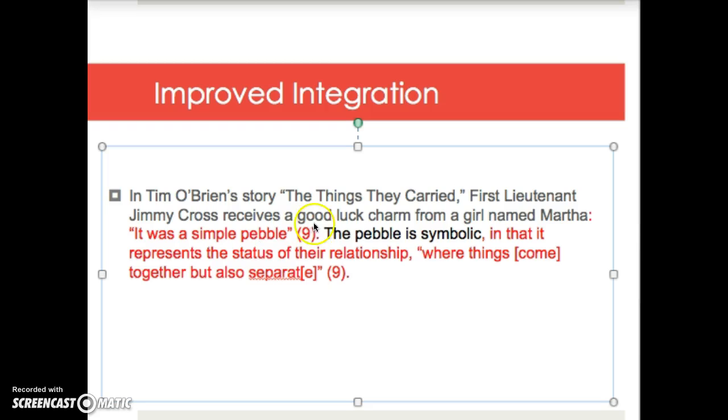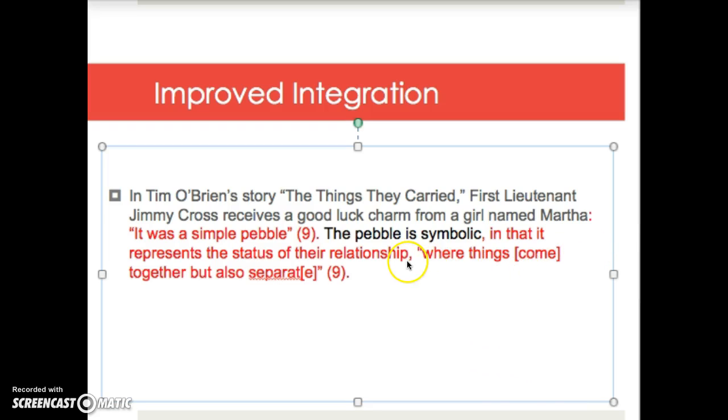So a colon is your first strategy, and you would use it if you had a complete sentence leading up to a quotation and you wanted to connect the quote. In this case, it was a simple pebble to your previous sentence. So use a colon for that case. And then our second sentence, the pebble is symbolic in that it represents the status of their relationship where things come together but also separate.